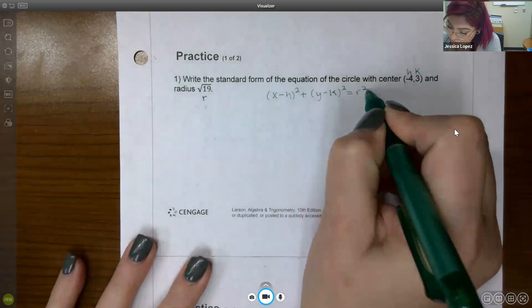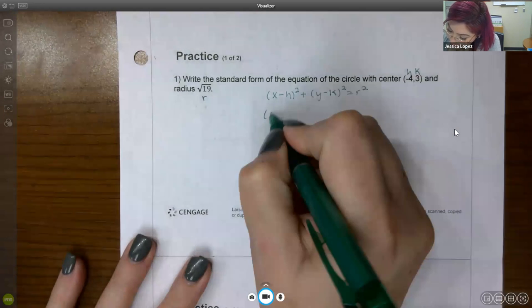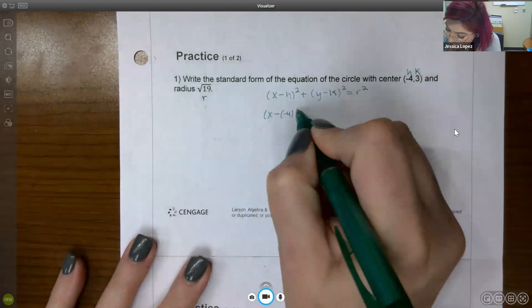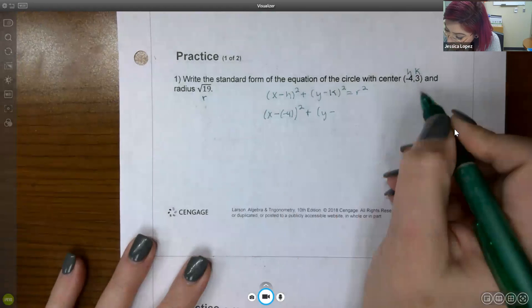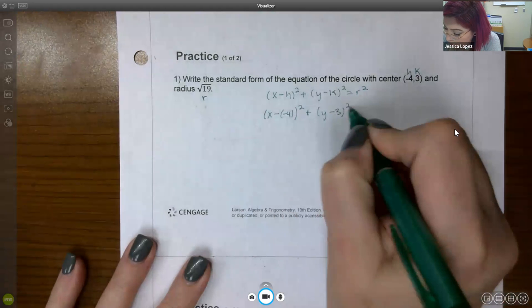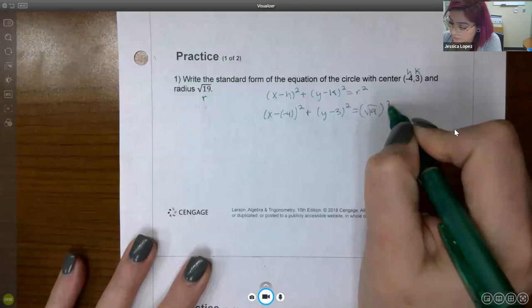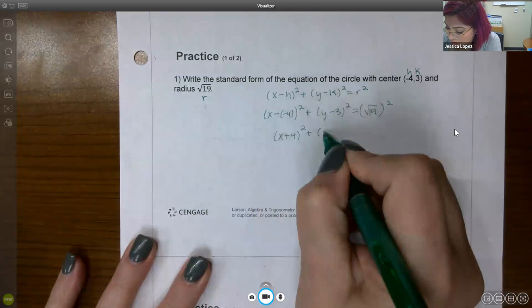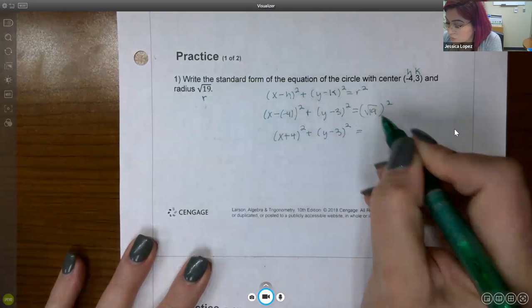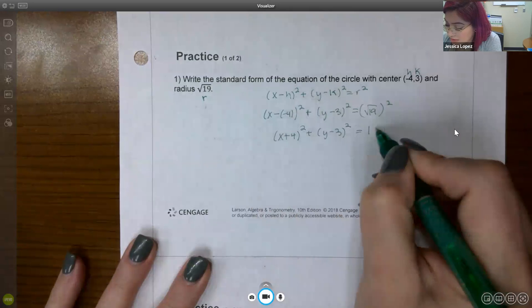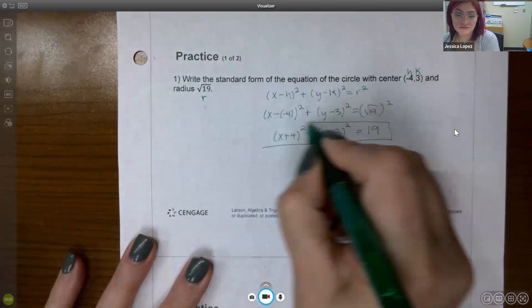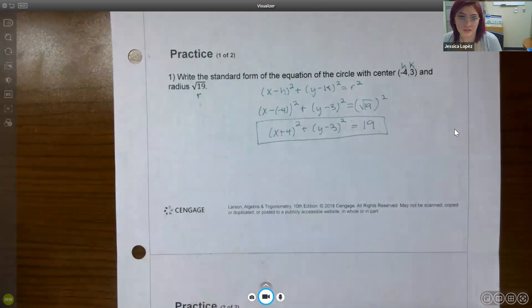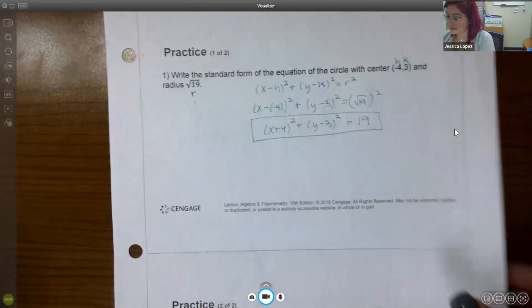So if that's the standard equation, I'm going to say (x − (−4)), (y − 3), and square root of 19 squared. So here I get x + 4 in the parentheses, y − 3 in this parentheses, and then the square root and the square cancel, and I just have 19. So it's much faster and easier when you're already given the radius versus that other example where I had to go find the radius using the distance formula, okay?